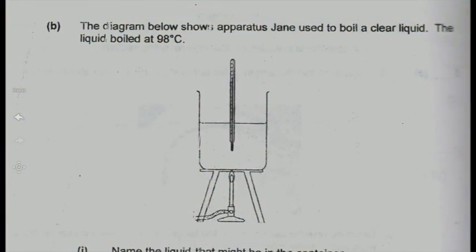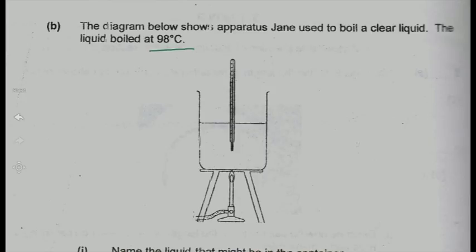Let us read the question then. The diagram below shows apparatus used to boil a clear liquid. The liquid boiled at 98 degrees Celsius. So here we have a boiling point, which is 98 degrees Celsius. The boiling point of water in Swaziland is 98 degrees Celsius to 100 degrees Celsius.